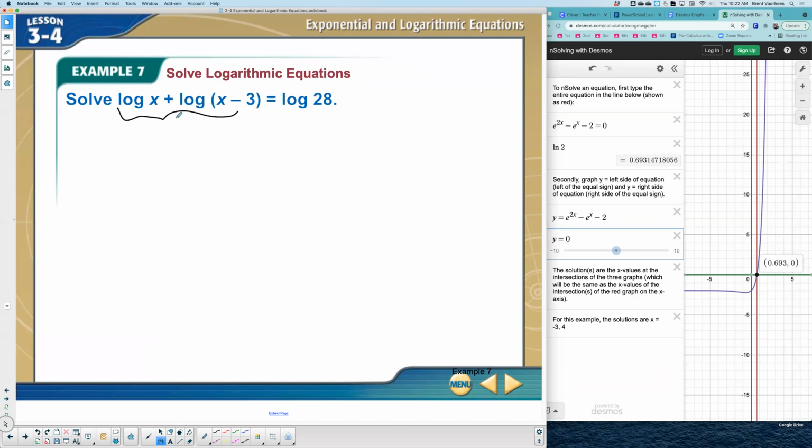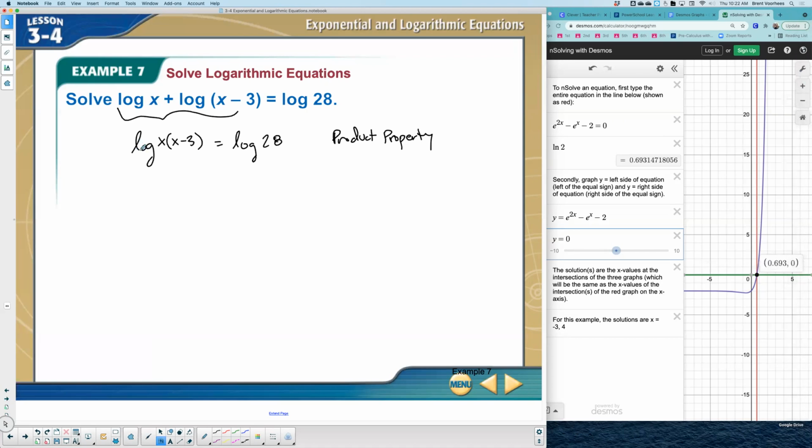These two logarithms need to become 1. They have a shared base, a hidden base of 10. So this is technically log of, and I would multiply, so x times x minus 3, that's the product property, equals log of 28. That's the product property there.